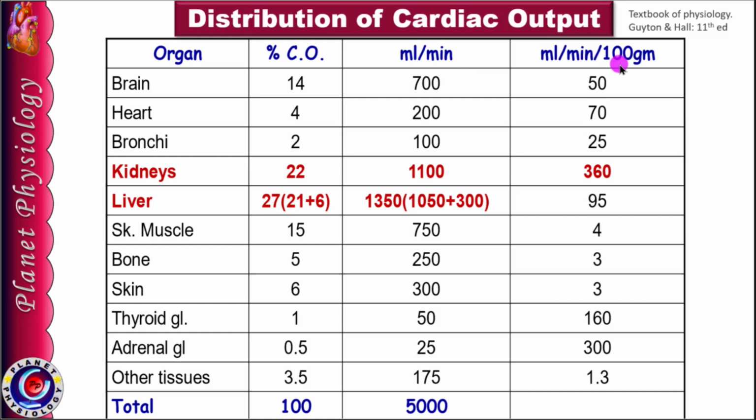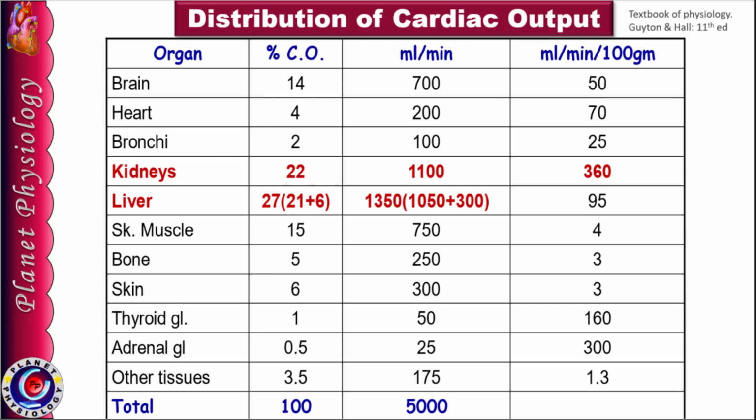Values in terms of per 100 gram of the tissue help to compare blood flow to various organs irrespective of their sizes. What you can remember here is that the maximum fraction of cardiac output is delivered to the kidneys. Liver receives only 6% of the cardiac output from the hepatic artery, but 21% from the portal vein, and hence the total flow to the liver is high.